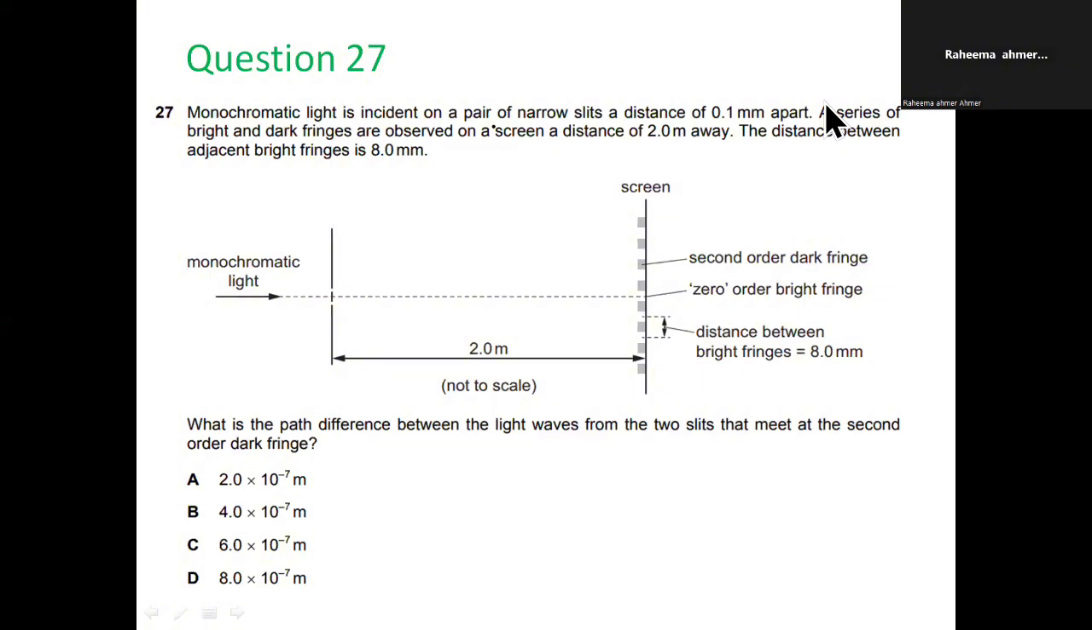So let's begin. Monochromatic light is incident on a pair of narrow slits a distance of 0.1 millimeter apart. A series of bright and dark fringes are observed on a screen a distance of 2 meter away. The distance between adjacent bright fringes is 8 millimeter. What is the path difference between the light waves from the two slits that meet in a second order dark fringe?